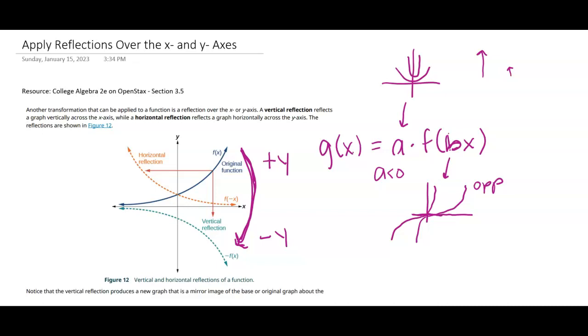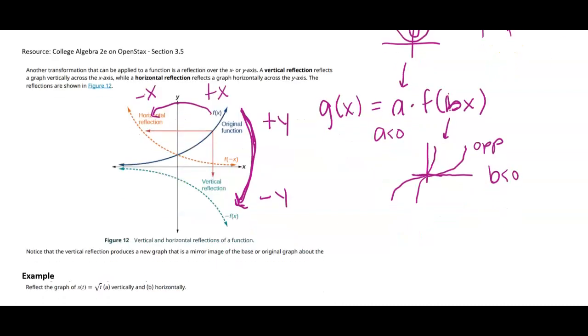Now a horizontal reflection is going to take the graph and it's going to go this way. So positive x's become negative x's and vice versa. Well, that's only going to happen if b is negative, because that's the one that affects your inputs, right?